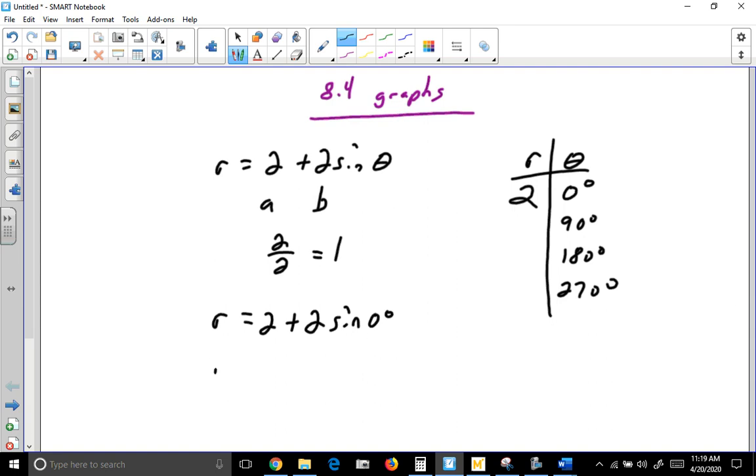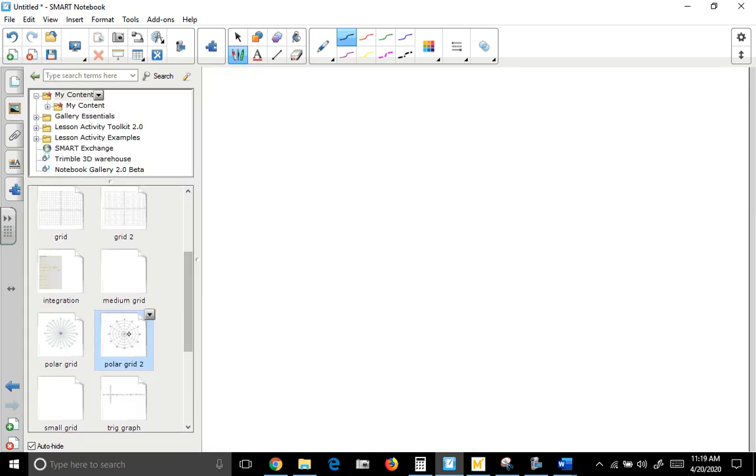If we put 90 in, sine of 90 is 1, 2 times 1 is 2, plus 2 is 4. And then real quickly, if we put in 180, sine of 180 is 0, so we get 2 plus 0. For 270, sine of 270 is negative 1, so we get 2 times negative 1 is negative 2, plus 2 is 0.